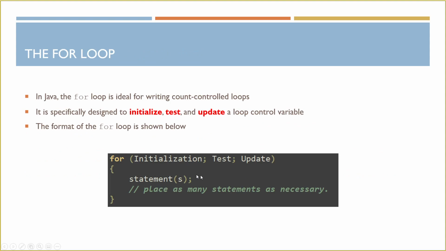The format of a for loop is shown here. So we have the for keyword, and then in parentheses, we have our 3 things that we need. The first thing is the initialization, the second thing is the test, and the third thing is the update. And then in our loop body, inside these curly braces, we have as many statements as we want.